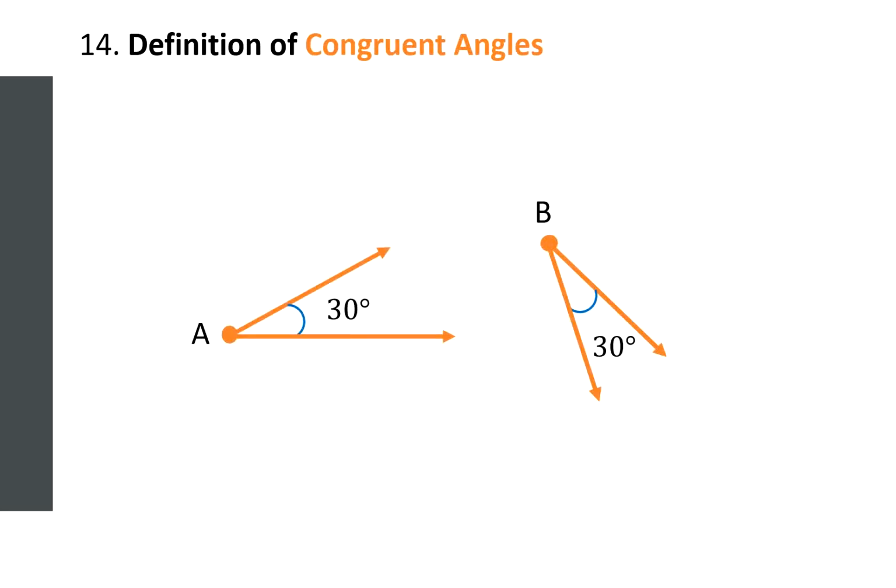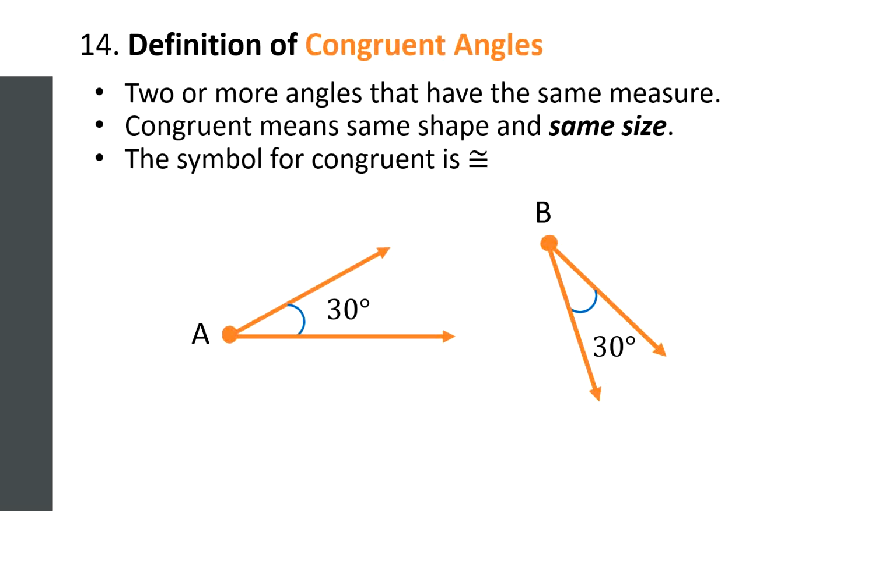Number 14, definition of congruent angles. Para ma-determine natin kung yung dalawang angles ay congruent, kailangan magkapareho yung kanilang measurement. So, sa figure na ito, yung dalawang angle na to, the same ba ang kanilang measurement? Yes, the same. So, it means na congruent sila pareho. So, let us write an if-then statement based dito sa figure na to. So, if angle A is congruent to angle B, then yung measurement ng angle A ay equal sa measurement ng angle B. So, take note.